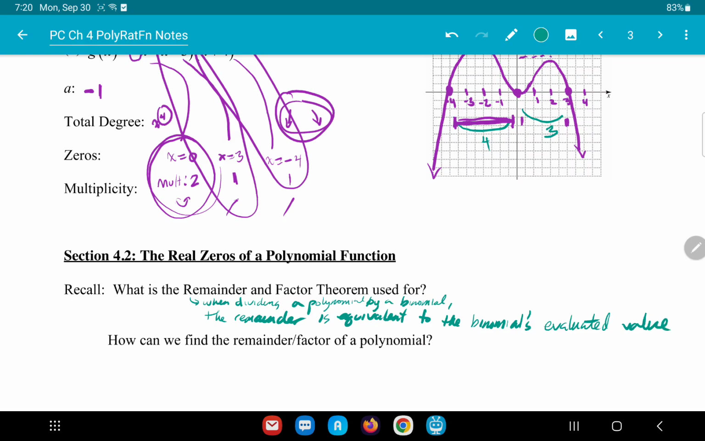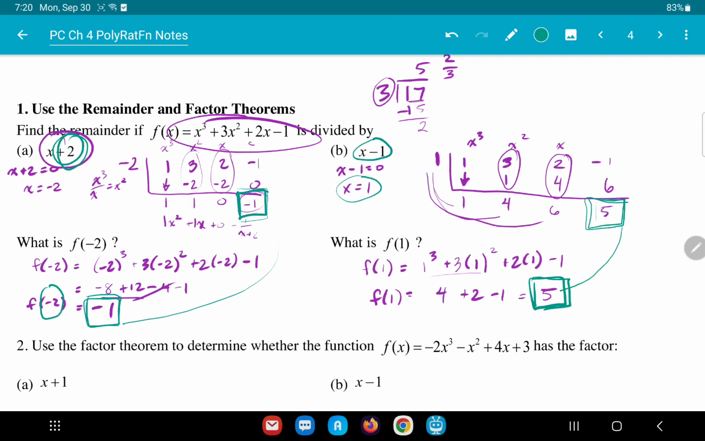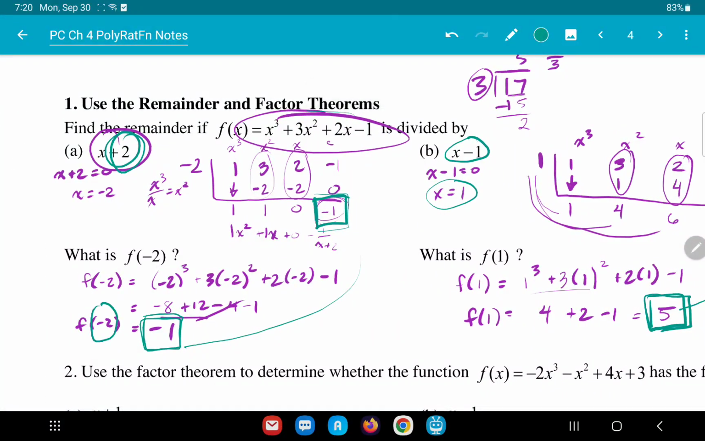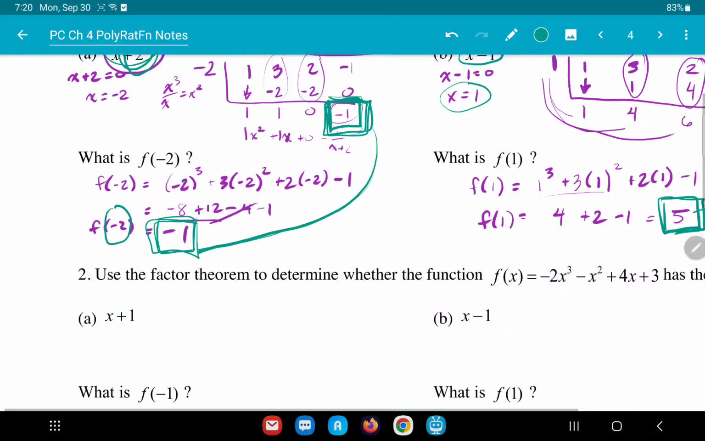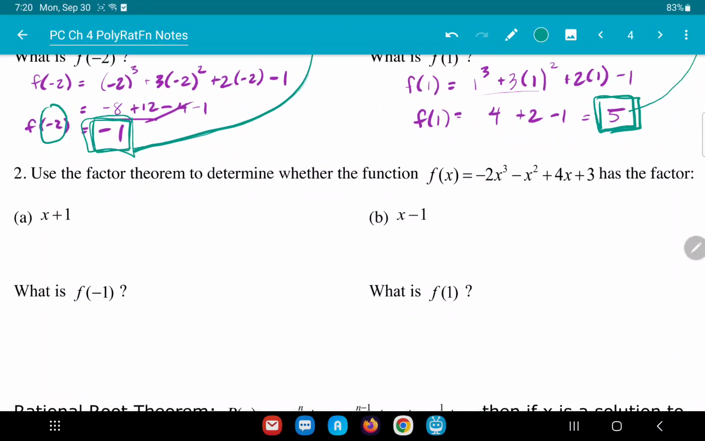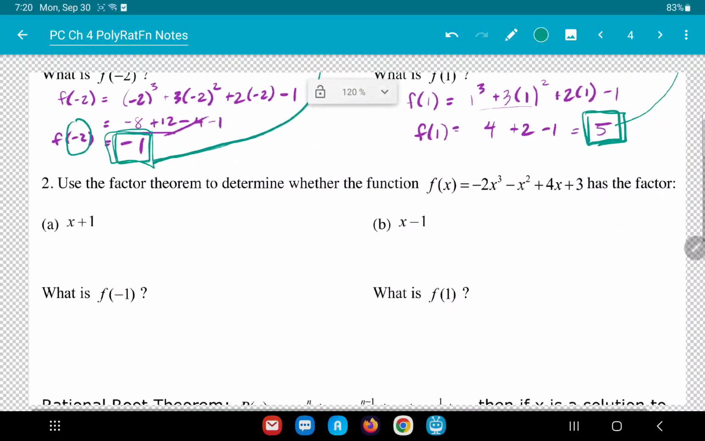Okay, so as we go to the next page, we'll see how that example again correlates. I just want to emphasize here that when we divide our polynomial by the binomial, the remainder is the same as the evaluated number here. Let's go ahead and apply that process here in number 2. Let's see how we might give it a different name.